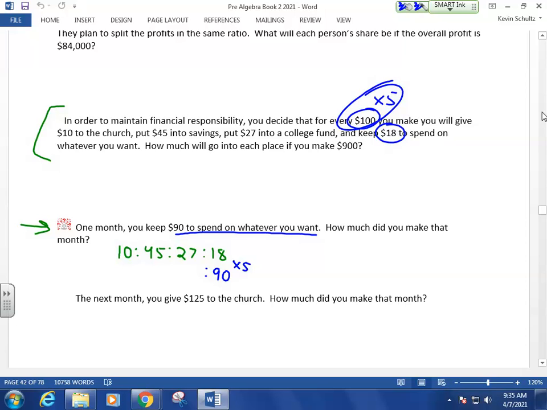And in fact, multiplying each of the numbers by 9 is exactly what I would want you to do, right? Recognize that, in this case, for this question here, if your base ratio is associated with $100, but you make $900, what's the scale factor? 9, which means you're going to put 9 times the amount to the church, 9 times the amount to savings, 9 times the amount to college, and 9 times to spend on whatever you want. That's exactly what I want you to do. Okay?